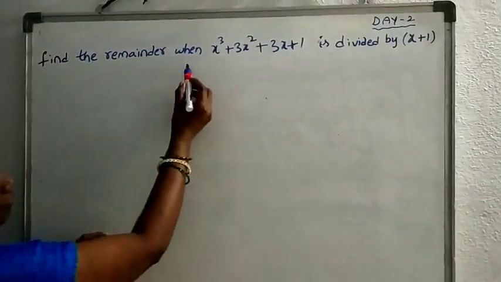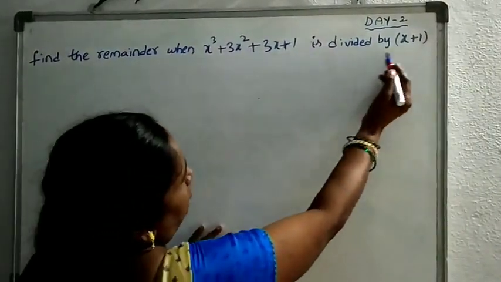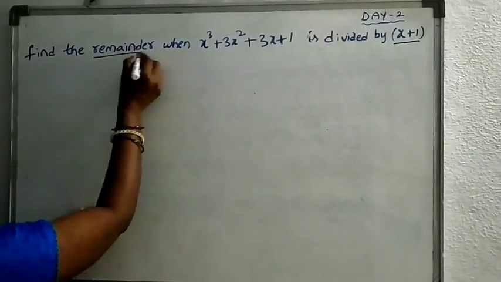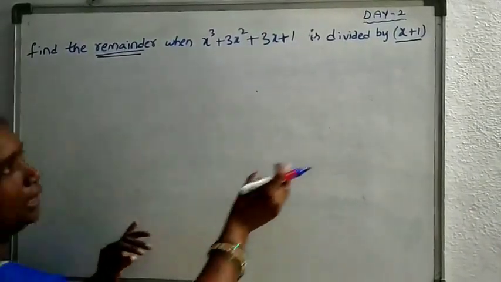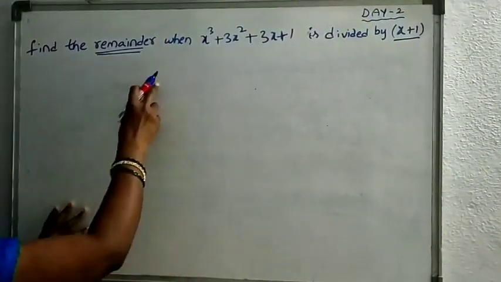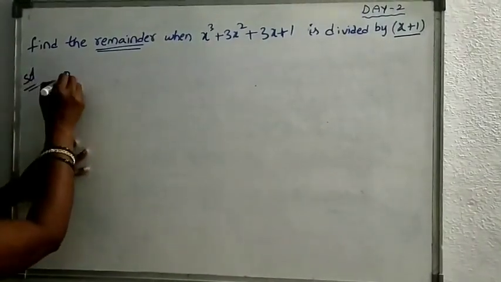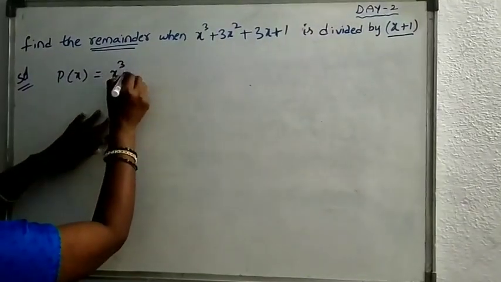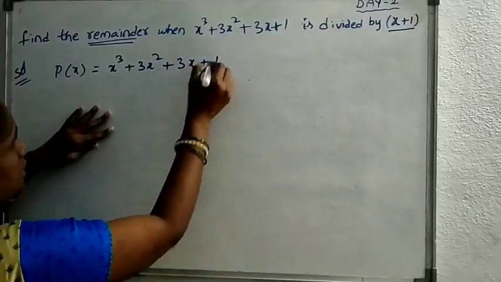Find the remainder when x cube plus 3x square plus 3x plus 1 is divided by x plus 1. So, to find the remainder, there is no need to do the division, children. Directly by remainder theorem, we can find the remainder. So, what is the given polynomial? Let P of x is equal to x cube plus 3x square plus 3x plus 1.